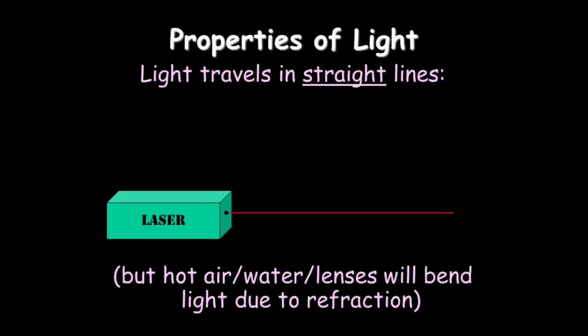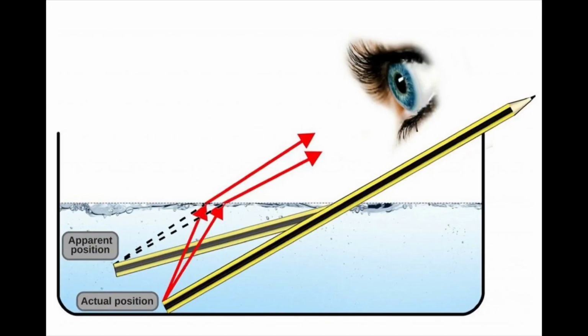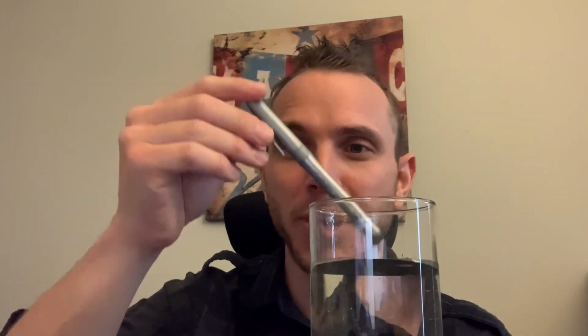Now remember, light travels in a straight line as long as it's traveling through one material. But as soon as we change mediums or introduce a new substance, such as glass or water, that's where refraction occurs. So let's test out that last image of the eye looking at the pencil in the water to see what would happen. If you take a pencil or a capped pen, get your glass of water again and put it in, and it appears bent.